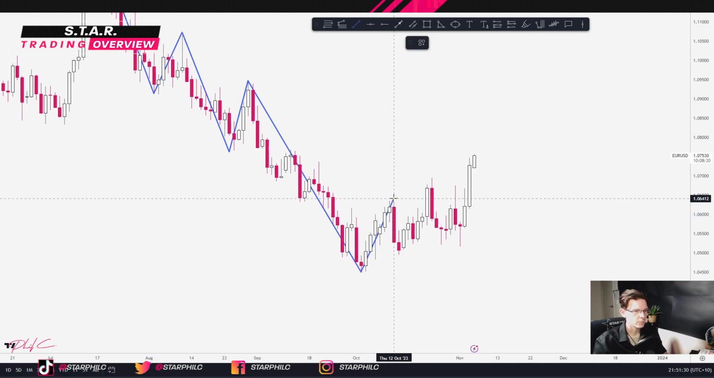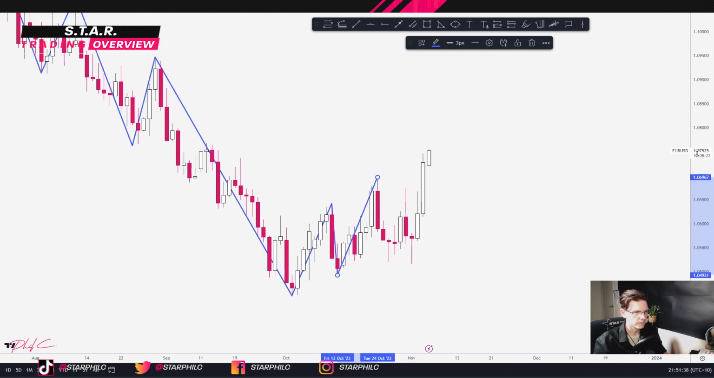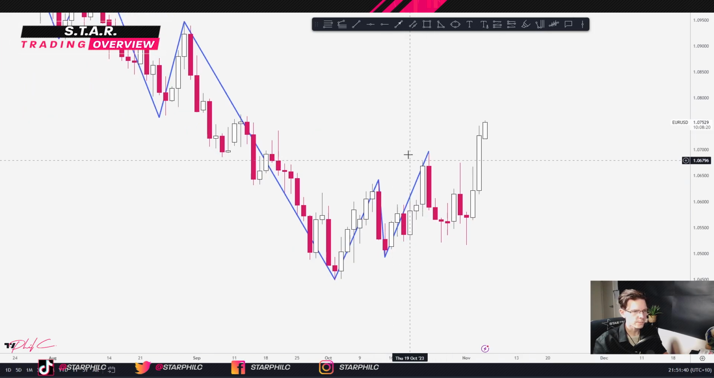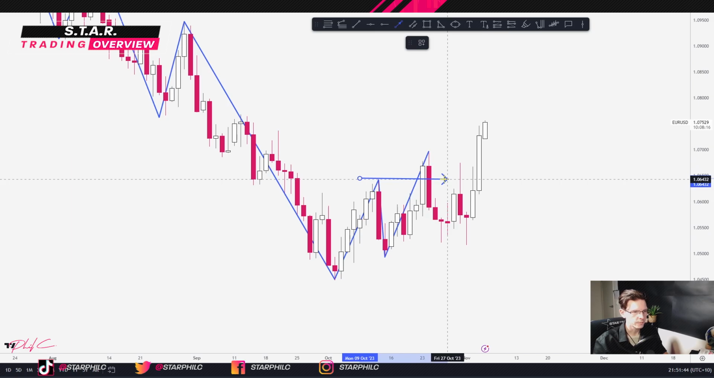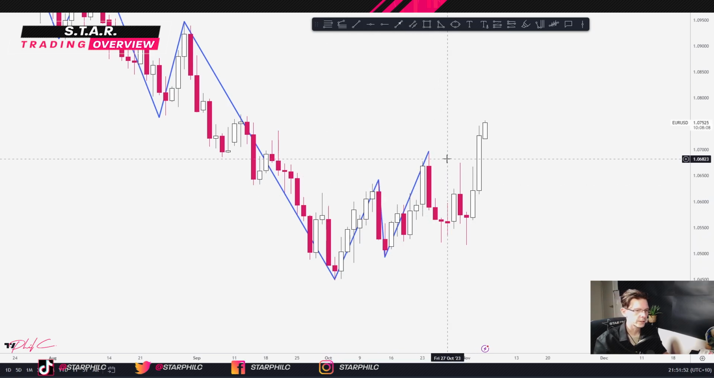So we have a move towards the downside here, and then all of a sudden we get another move towards the upside here. I'll zoom in so it's easier to see. We have another move towards the upside, and we get a what? A higher high, higher close. So then we have another 4-point move in the opposite direction.